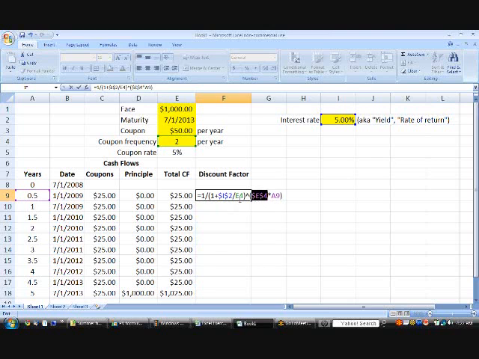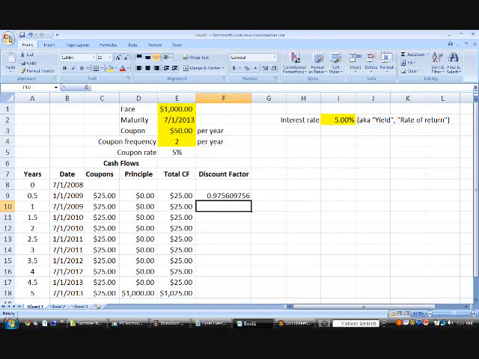And oh, I need to freeze these. Okay. So there is the discount factor for the first cash flow. And then I should be able to just copy this down. So let's check it. It's 1 over 1 plus I2, which is the interest rate, divided by E4, which is the coupon frequency. And then that quantity is raised to the power of E4, which is the coupon frequency, times the number of years. So that looks right. Should be able to just copy this all the way down.